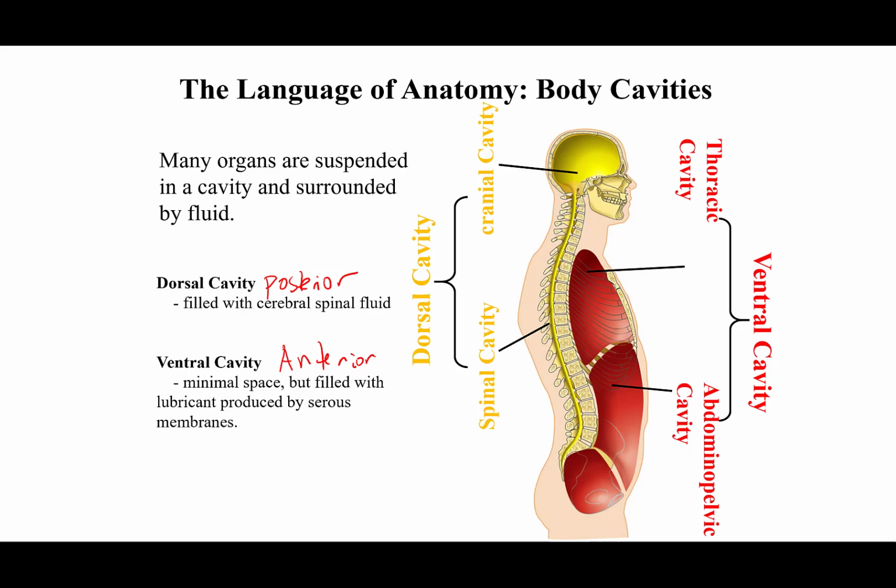The dorsal cavity contains the cranial cavity and the spinal cavity. The cranial cavity has your skull, and inside of the skull, you have your brain. The spinal cavity contains your spine and the spinal cord. These two cavities are surrounded by cerebrospinal fluid, or CSF.